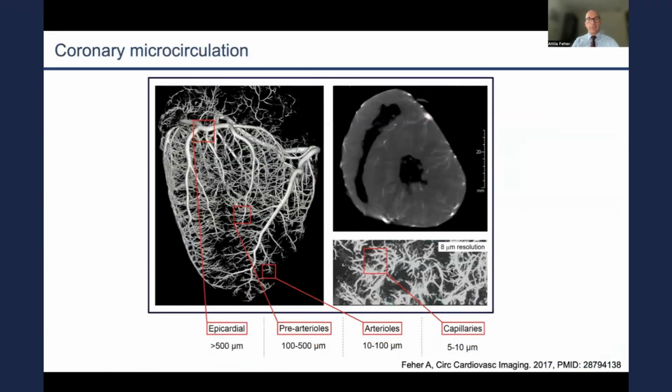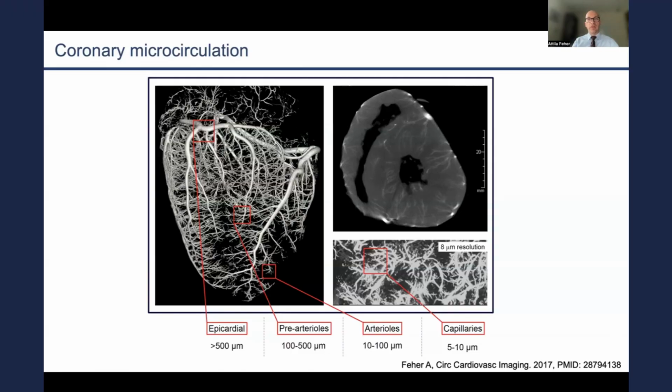So we talked about the epicardium. Let's go one step beyond, to the microcirculation. With the coronary CTA, the spatial resolution, where you can differentiate two dots from each other, is 600 micrometers. So the microcirculation starts below that. It's anything below 500 micrometers.